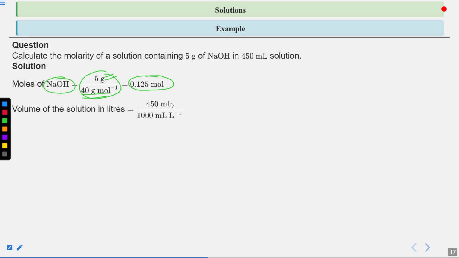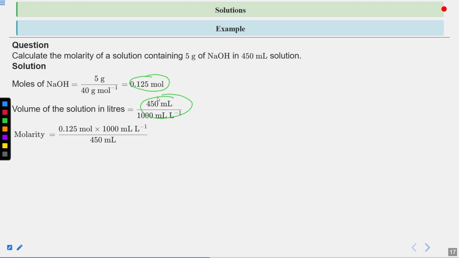Then to calculate the volume, we have converted this into liter, because our molarity definition says that it is the number of moles per liter of solution. For that, we have converted it by dividing by 1000, so 450 by 1000. Now putting all of these values, that is moles and volume, in the molarity formula will give you 0.278 M as the molarity.